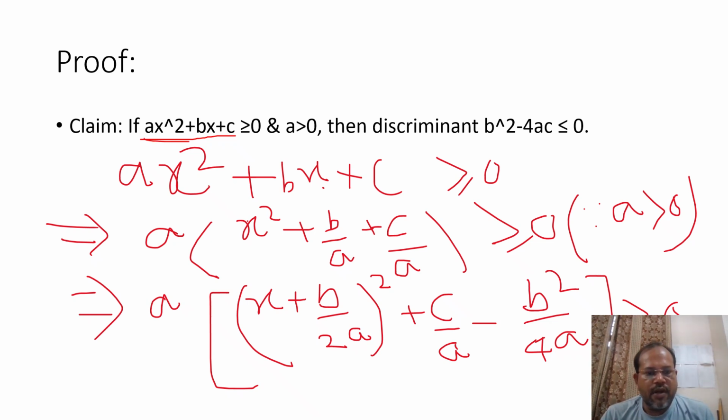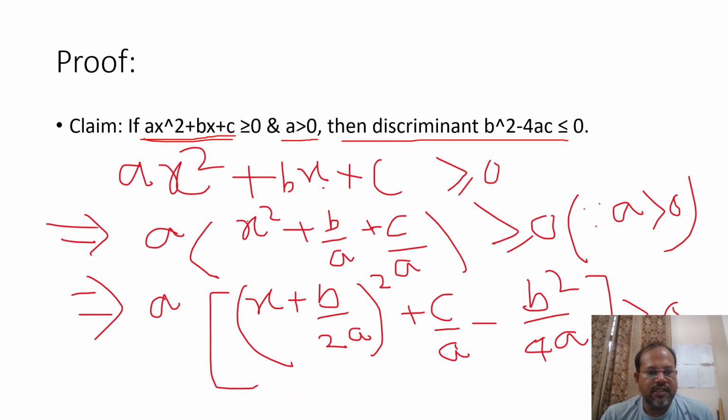Suppose there is a quadratic polynomial ax square plus bx plus c which is greater than or equal to 0, and a is greater than 0. Here a means the coefficient of x square. Then its discriminant, that is b square minus 4ac, is definitely less than or equal to 0. This proof is quite obvious.